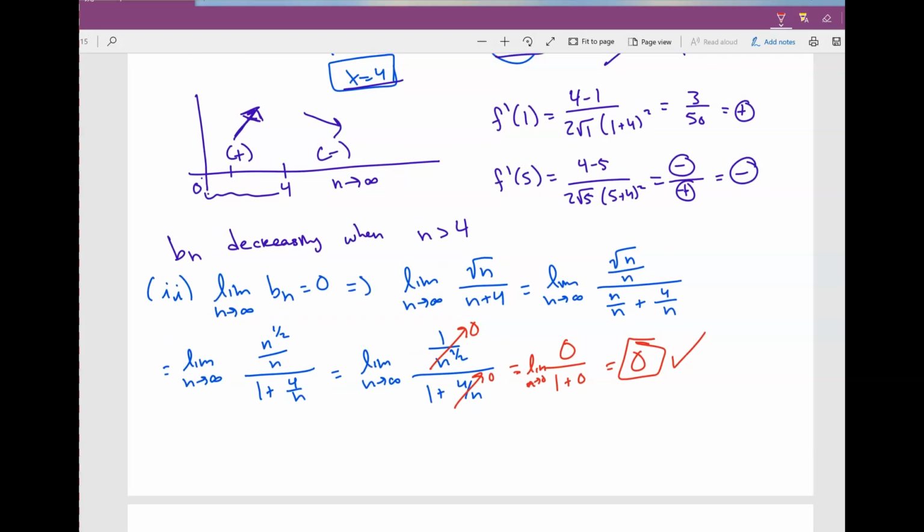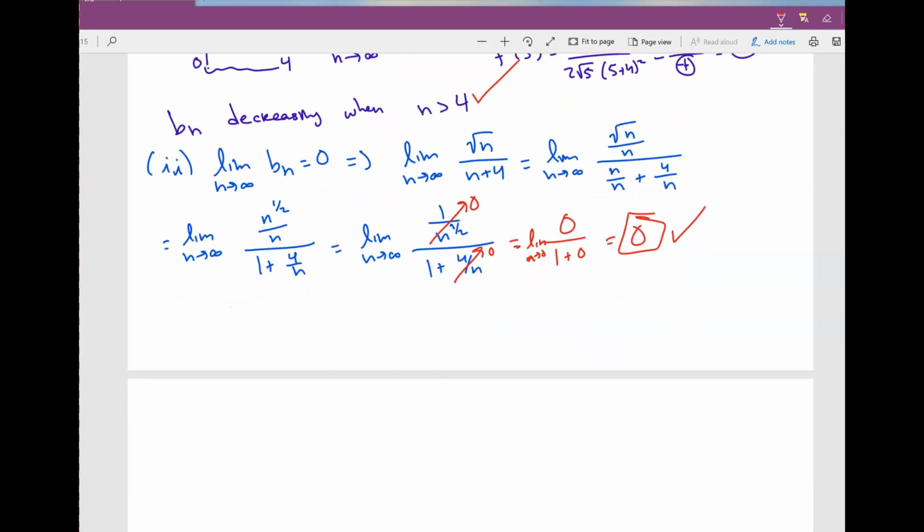Because it's decreasing, and because the limit is equal to 0, by the alternating series test, the sum from n equals 0 to infinity of (negative 1) to the n minus 3, square root of n, divided by n plus 4, is convergent.